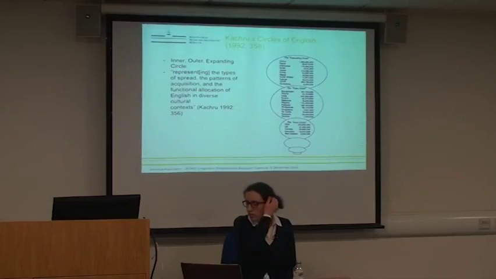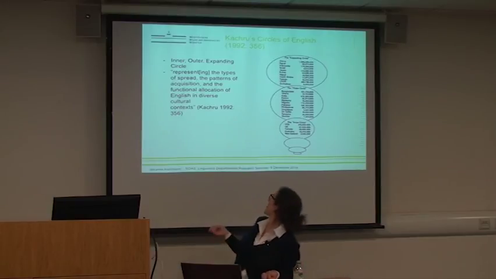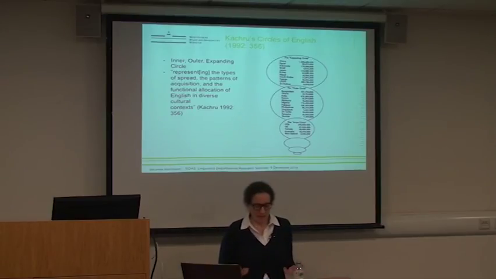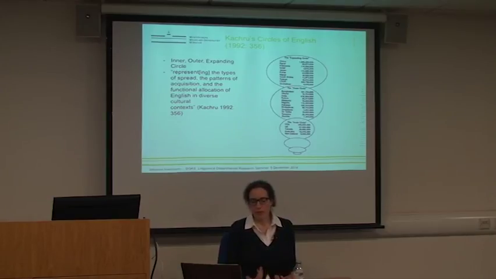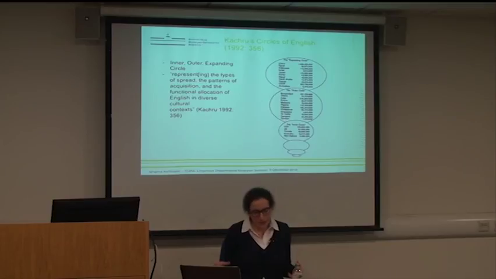Then I would just quickly introduce, I'm sure most of you must have seen this model, it's presented in different ways as well. But I think one of the most important models to describe the spread of worldwide English is Kachru's circles model of English, and you have three circles, the inner, outer, and expanding circle. And the model has been criticized as well, but nonetheless it's used so widely, and it's also useful, I think, to have a first description for the language situations that exist regarding English.